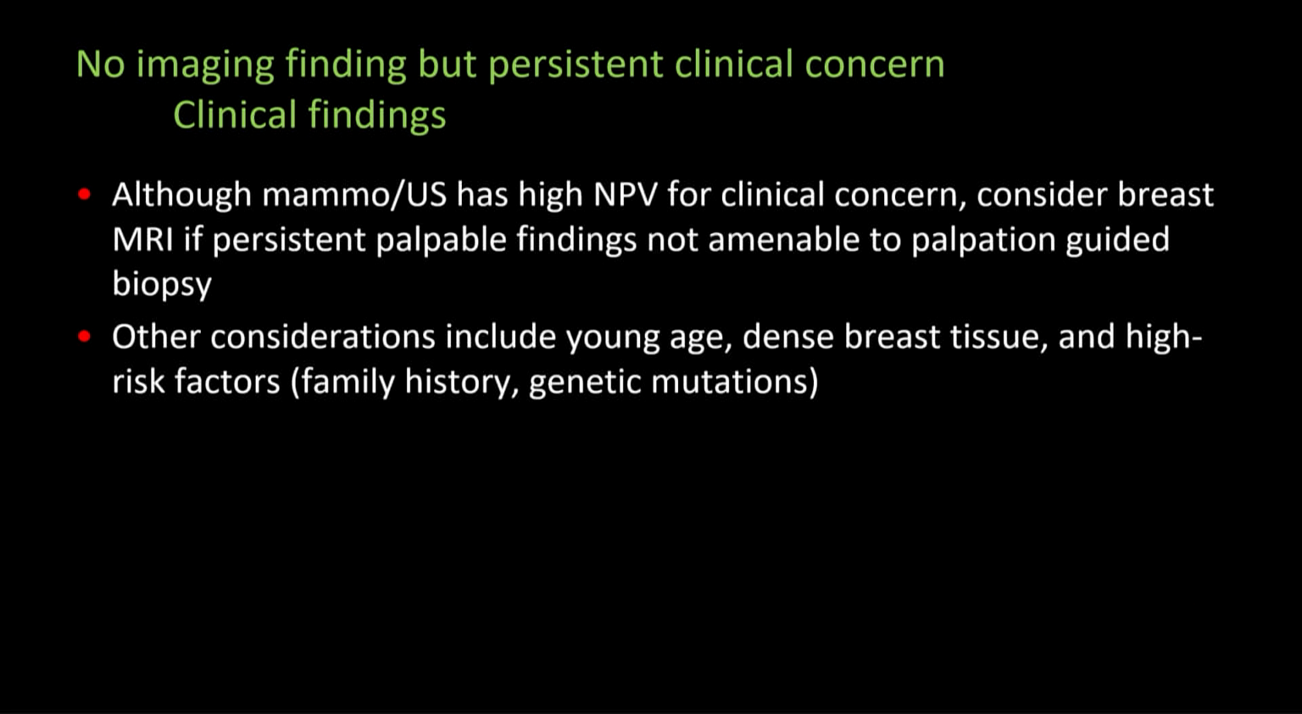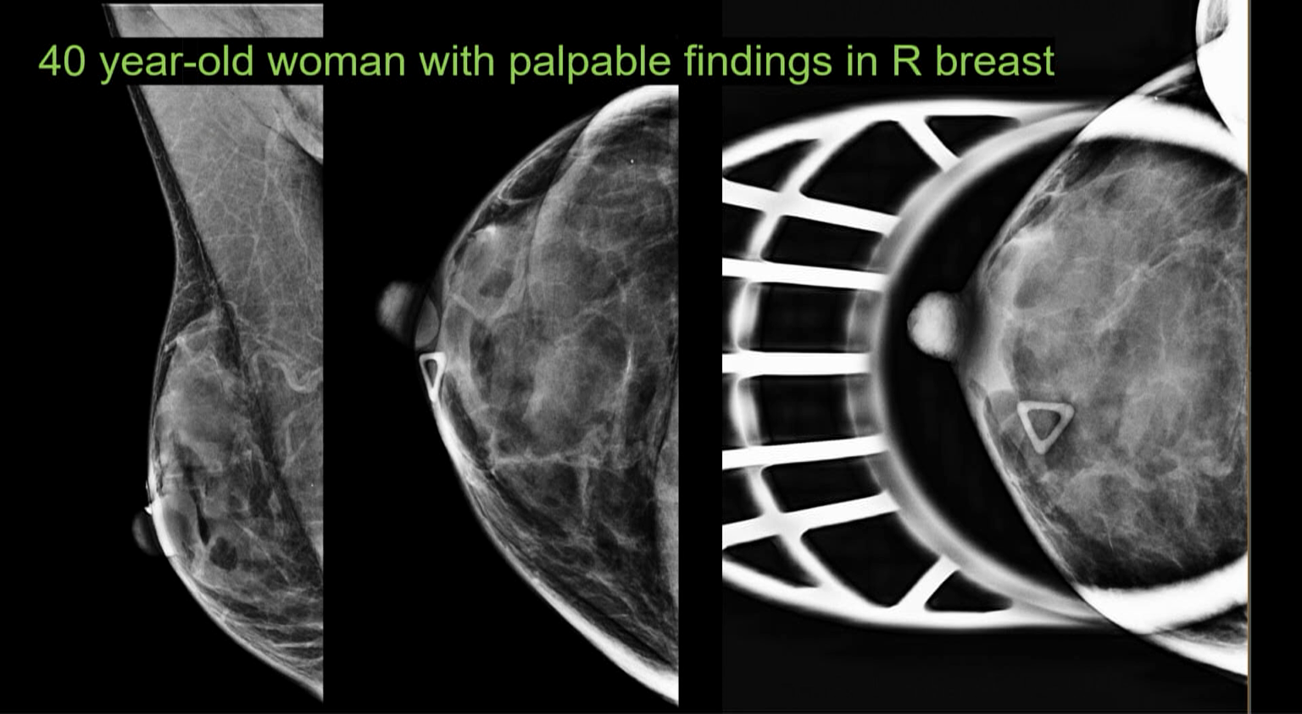So although mammo and ultrasound has a high negative predictive value if a patient comes in with a clinical concern, it's really important to do a physical examination and consider a breast MRI if it's not amenable to palpation-guided biopsy or if you don't have anyone who can do a palpation-guided biopsy. Some considerations include, of course, young age, dense breast tissue, and high-risk factors such as family history and genetic mutations.